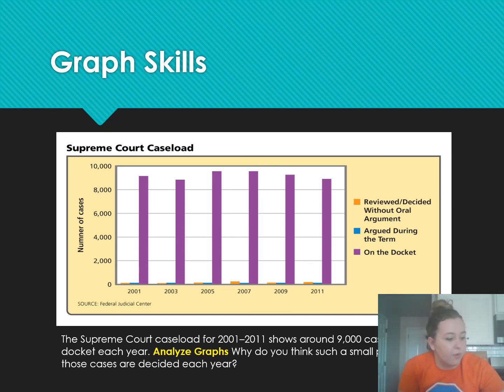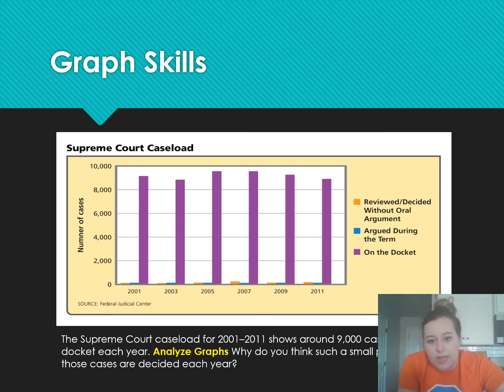So pretty straightforward there. Now, this graph shows the Supreme Court caseload for 2001 to 2011. They show about 9,000 cases on the docket each year, but most years the Supreme Court isn't going to take any more than like 100 for full review. So you can see that full review is the blue that argued during the term. You also have those that are reviewed or decided without an oral argument.